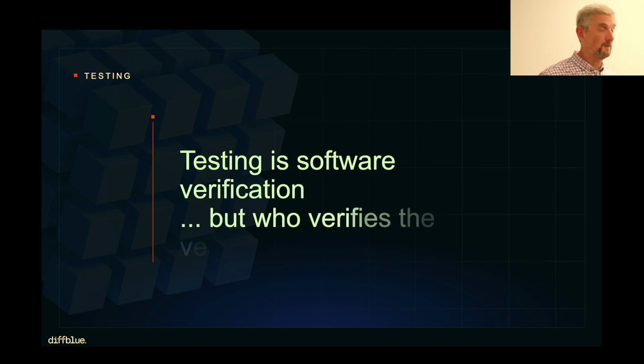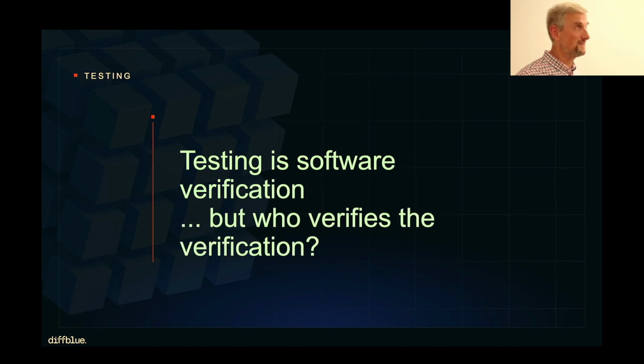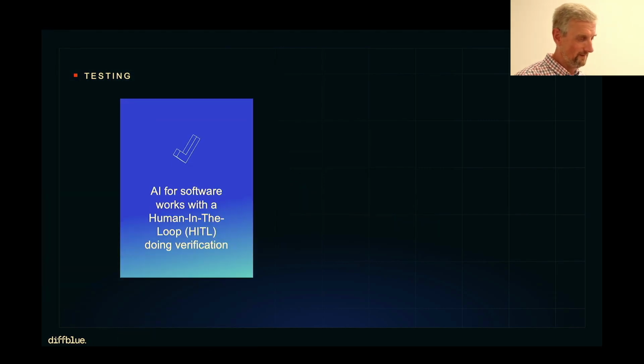Okay, so what about testing? So I talked about verification. Testing is verification. It's software verification, right? So we all want to do that. We all want to verify software. But who's going to verify the verification, right? Who's going to test the tester? Are you going to get an LLM to do that? Maybe, maybe not. So LLMs, AI for software works best at the moment with humans in the loop, because you need that sense of verification. You need to verify the output, because making mistakes is quite costly.